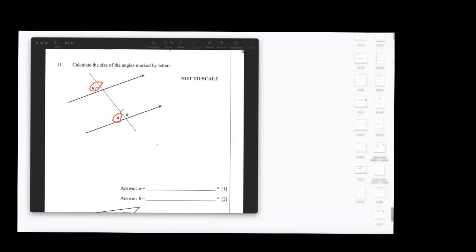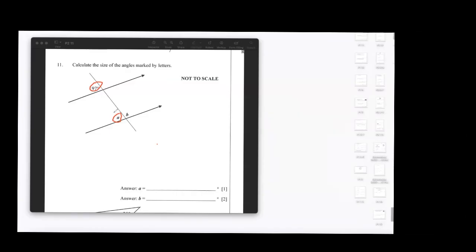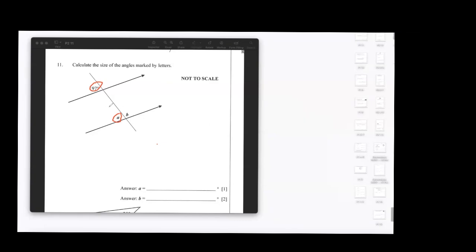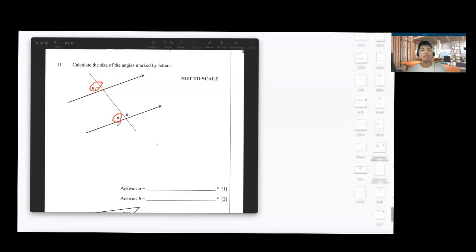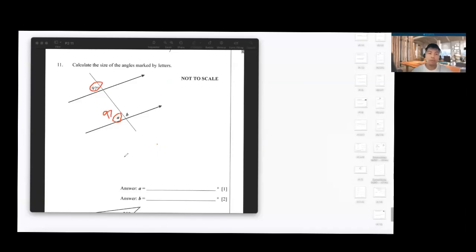We call them corresponding angles. They are on the same side, so they are the same. Okay? So they are the same. We call them corresponding angles. So therefore, A is 97. Okay? That's the relationship between the 97 and A. They are the same.